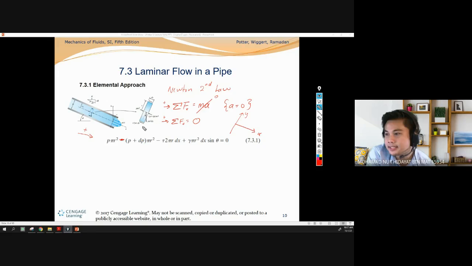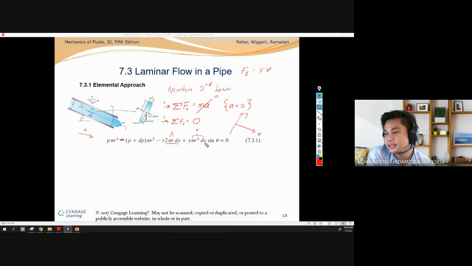And then we have the shear stress here, right? Tau 2 pi r dx. This is the surface area. This is shear force. And you look at here, we have the body force, which previously we discovered that the body force FB equal to gamma times volume. This is gamma and this is volume.